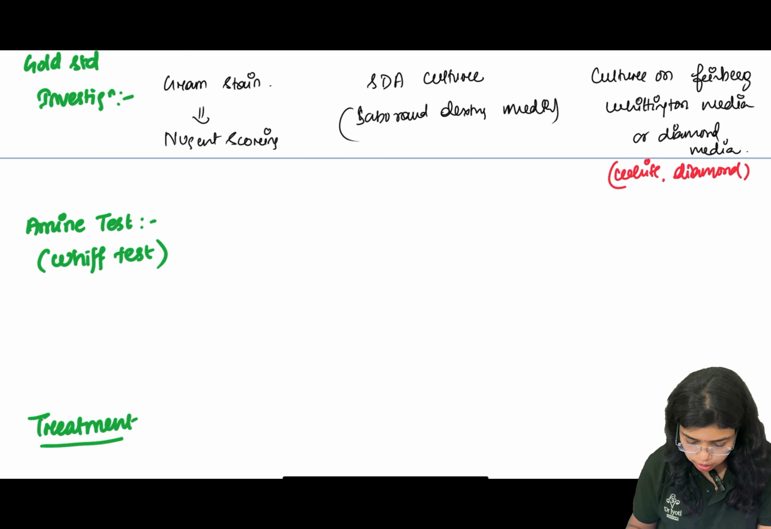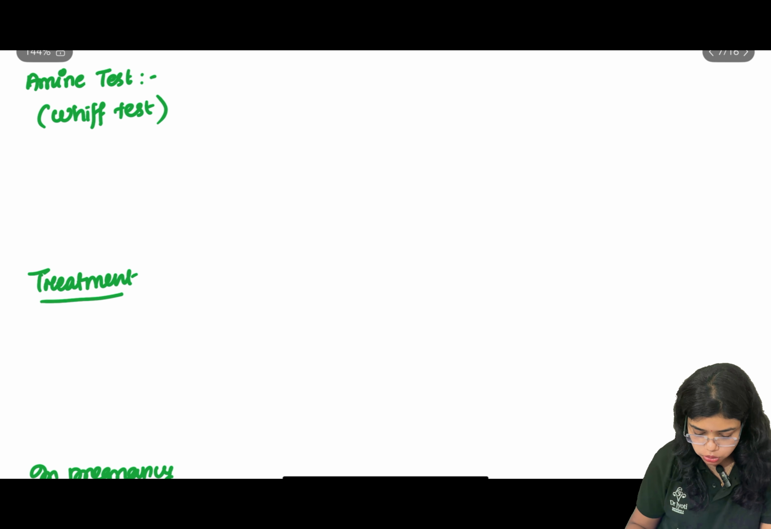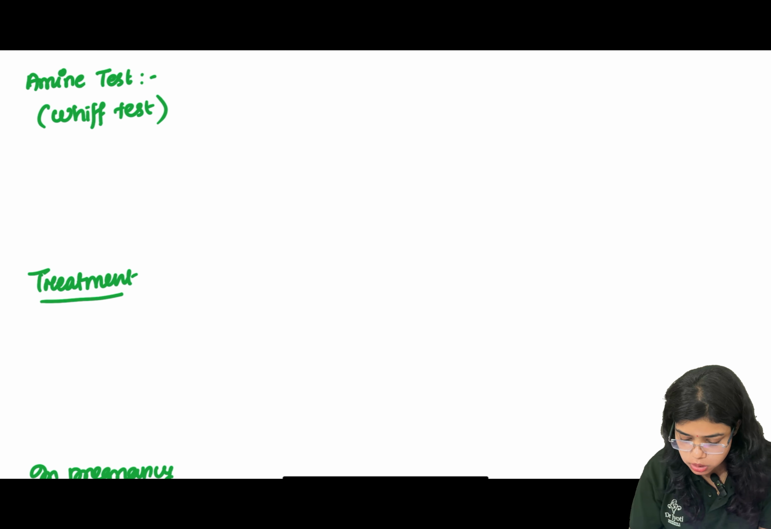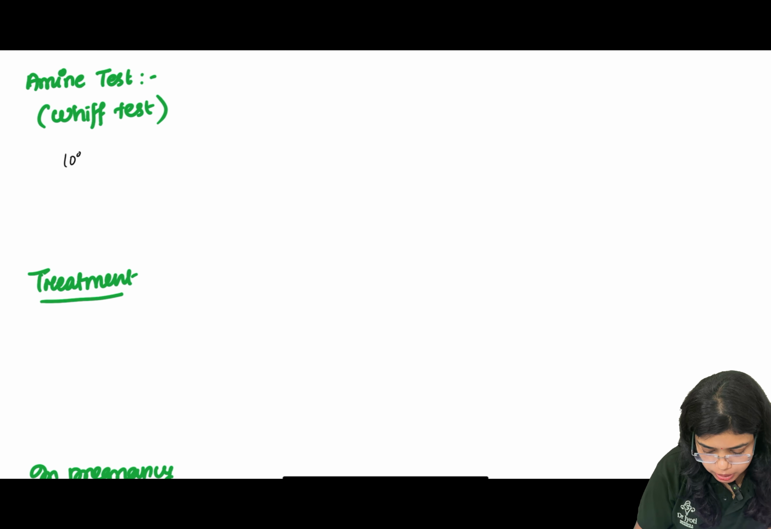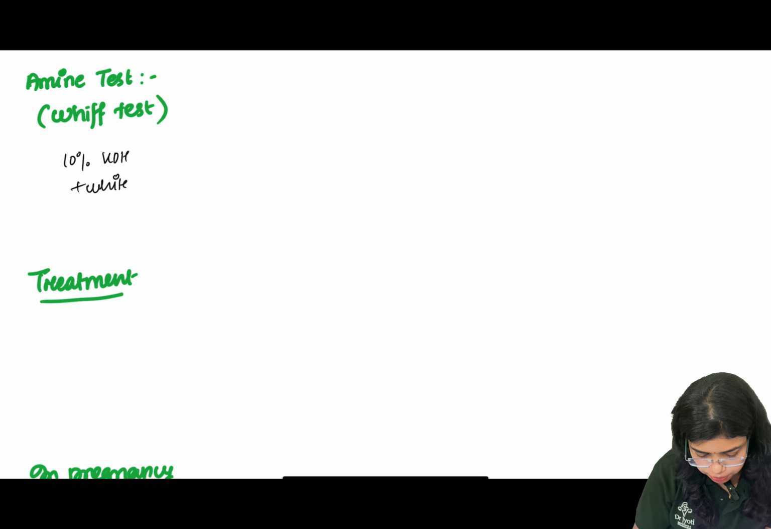Then we can also do the amine test or whiff test. What do we do in the amine test? We add 10% KOH to the white discharge. Then we smell it. If there is an amine-like odor, that means there is bacterial vaginosis.